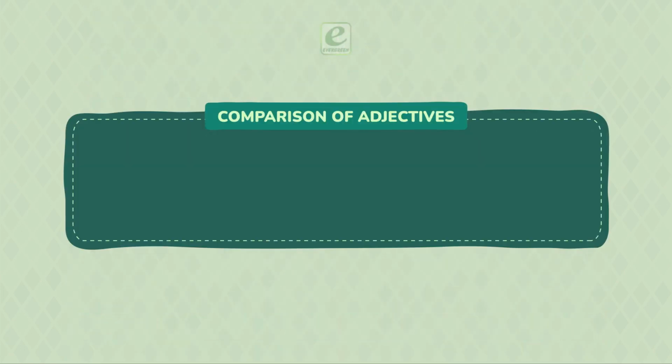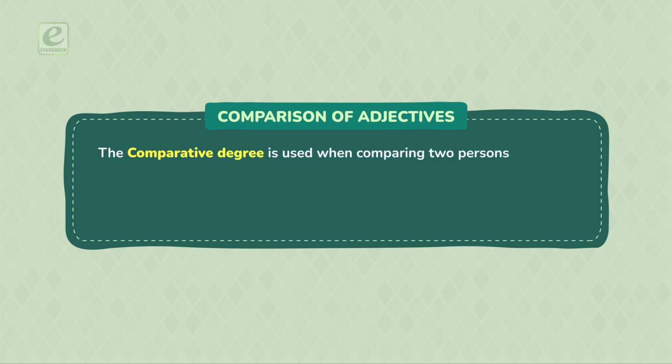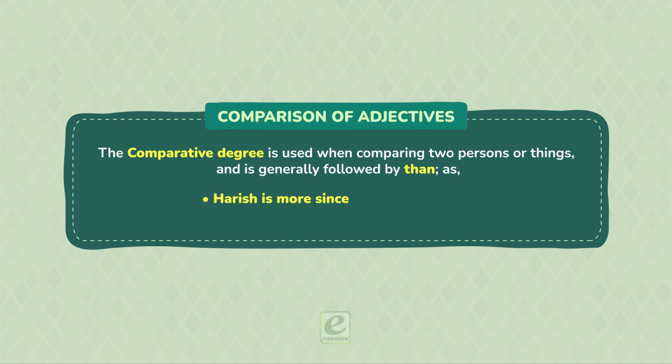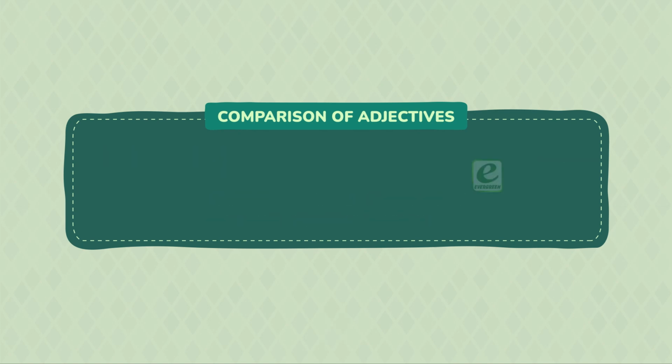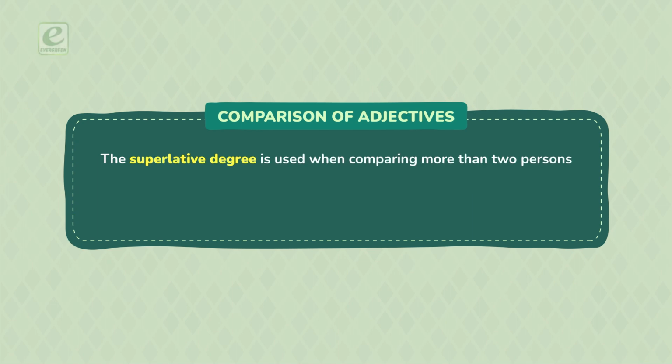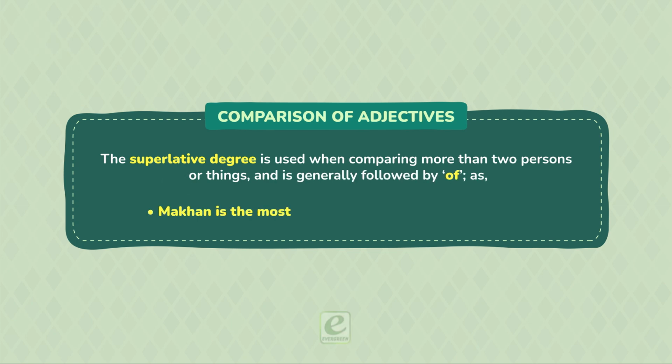Comparison of adjectives. The comparative degree is used when comparing two persons or things and is generally followed by than, as Harish is more sincere than his friend. Karina is wiser than her sister. The superlative degree is used when comparing more than two persons or things and is generally followed by of, as Makhan is the most intelligent of all boys in the class.